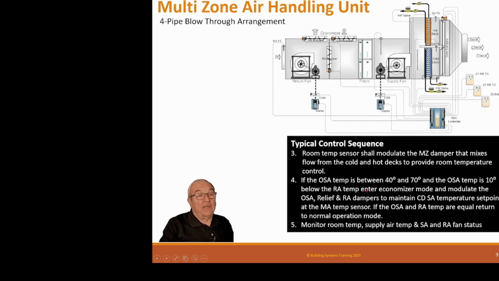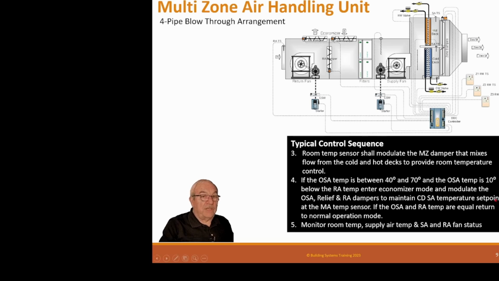Now, I think I said this prior, these temperatures are arbitrary. I just selected them, but they could be much different. You don't have to have 10 degrees. You could have 4 degrees or 5 degrees. But the one thing we want to avoid on an economizer is reheat or recooling the air.